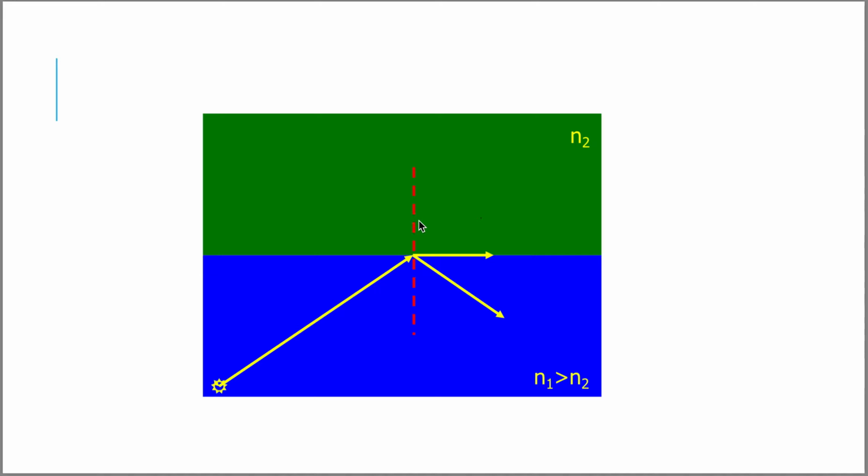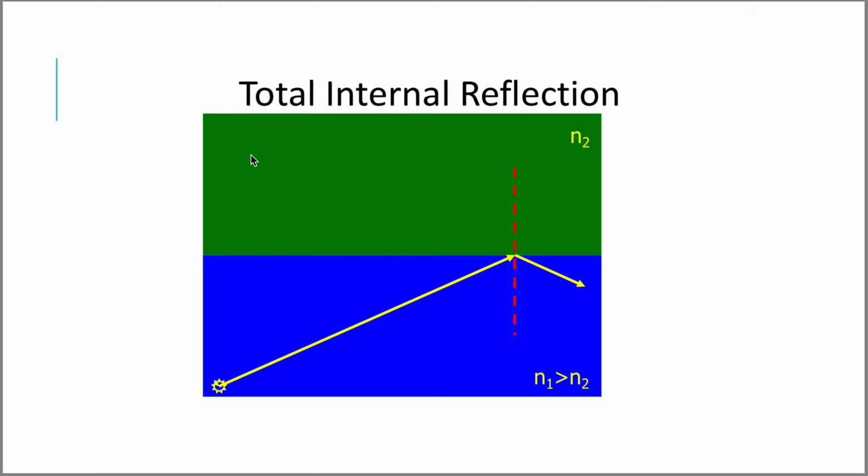So there comes a special angle when that refracted ray is actually at 90 degrees. None of the refracted ray goes out into the medium. When all of the light is therefore reflected and none of the light is refracted through to the other medium, none of the light goes through this boundary, we call this total internal reflection.